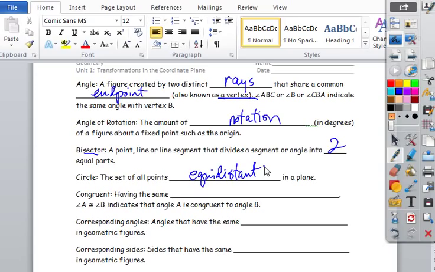Congruent. Having the same size, shape, and measure. And you normally see that little symbol, the little equal with the little squiggly line above it. That just means congruent. I would hope we would know that already, but make sure I say it.